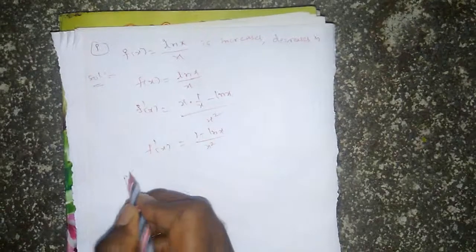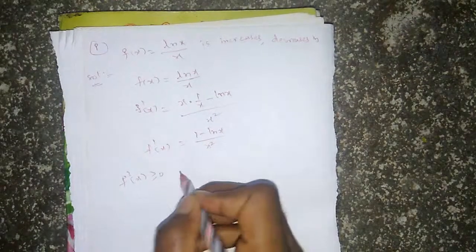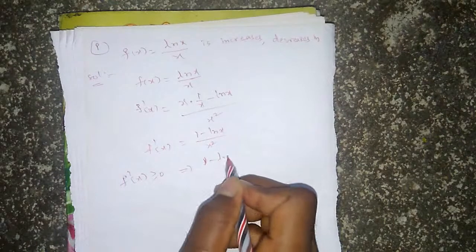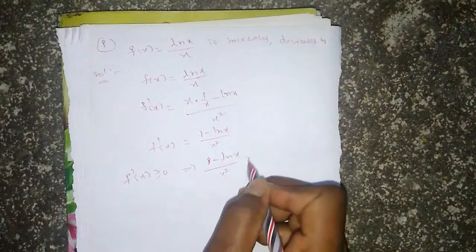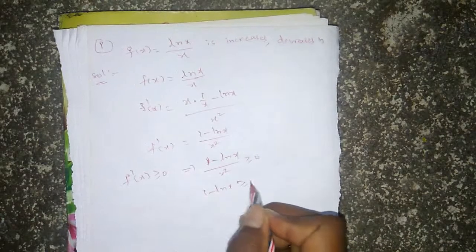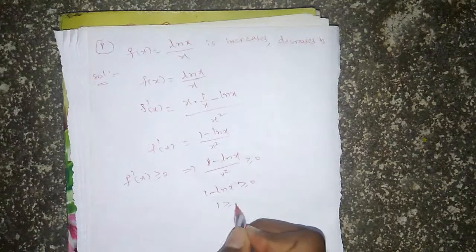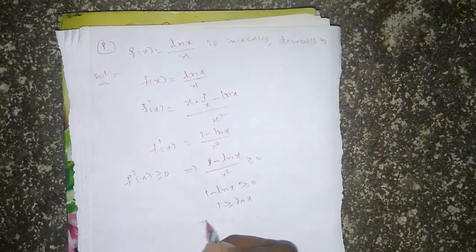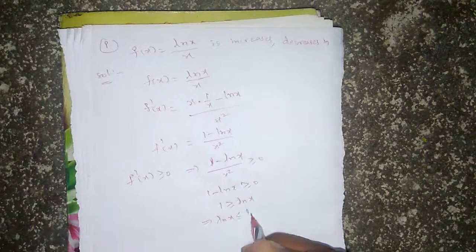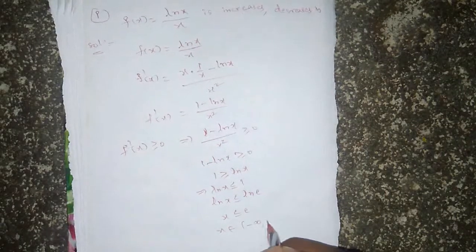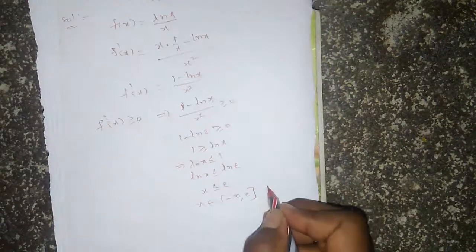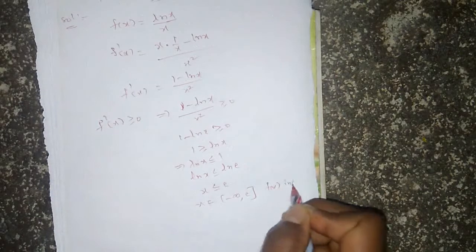So for increasing we need f dash of x greater than or equal to 0, implies 1 minus log x by x square greater than or equal to 0. x square is always positive, so this is 1 minus log x greater than or equal to 0. So this is 1 greater than log x, that is log x less than or equal to 1. Log x less than or equal to log e. If you remove log, this is x less than or equal to e. x belongs to minus infinity to e, the interval in which f of x increases.